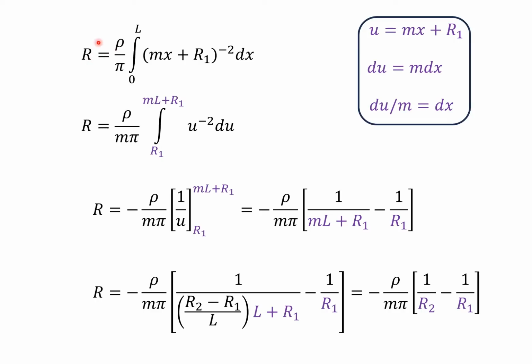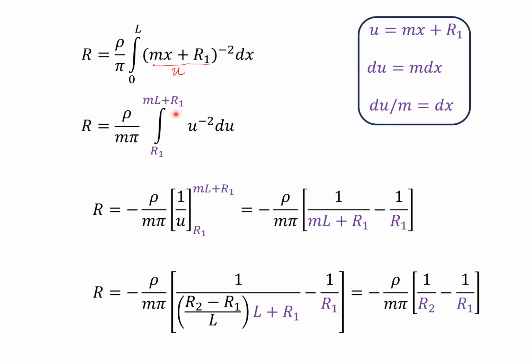Now we have seen that R is equal to rho over pi, integral between 0 to L of (mx + r1) to the power minus 2 dx. Now you take the terms inside the bracket, that is mx + r1, as u. So I have taken u as mx + r1. Now you take the derivative: du is equal to, if you take the derivative of r1, a constant, it will be 0, then this will become m dx. So dx is equal to du over m.